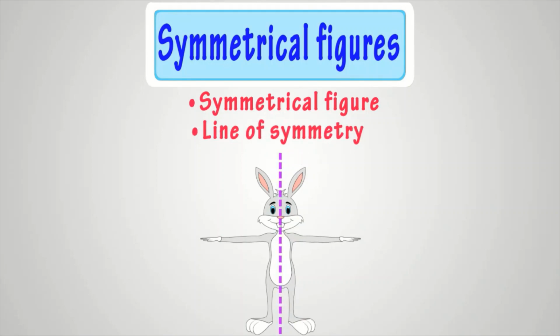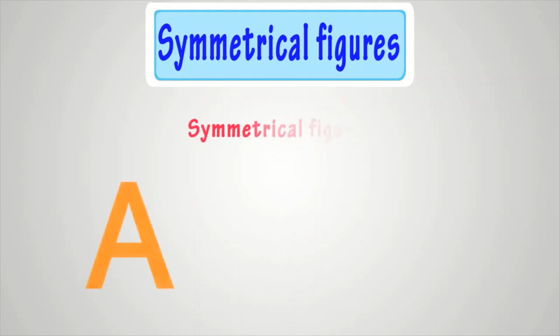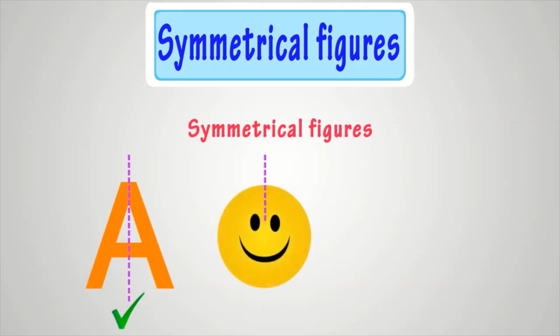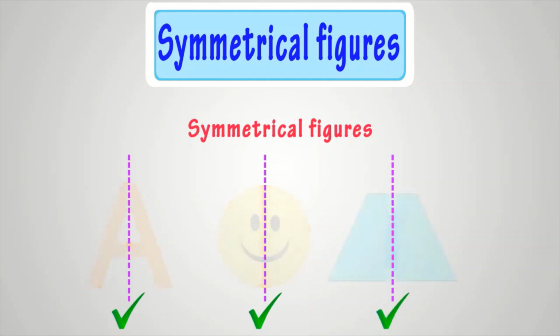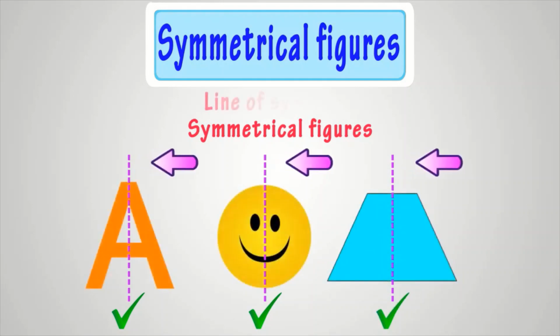Here are some more examples. A is a perfect example of symmetrical figures. This smiley too, and this trapezium too. Have a look at all these figures and their lines of symmetry.